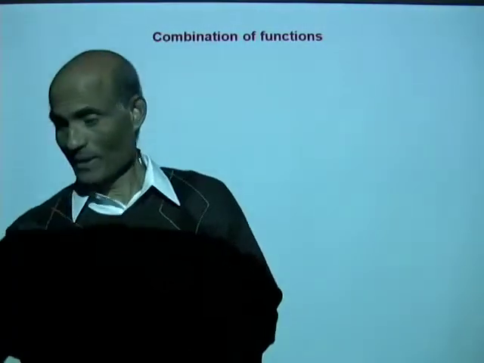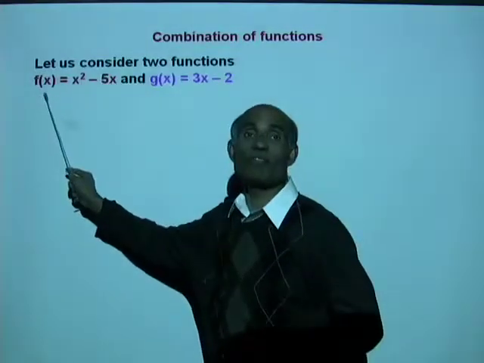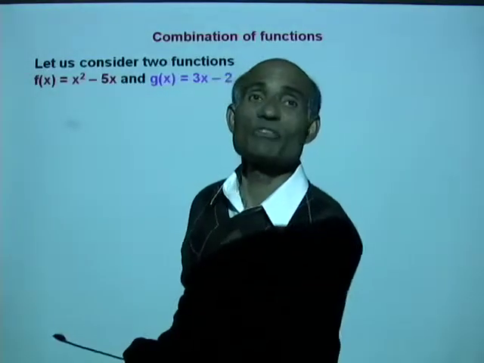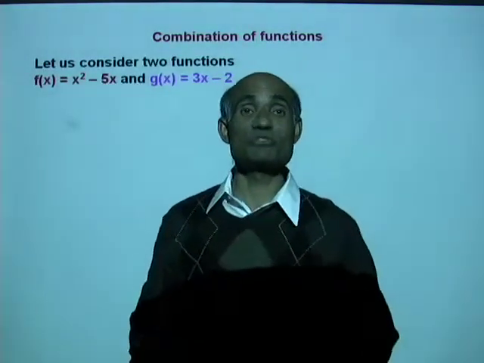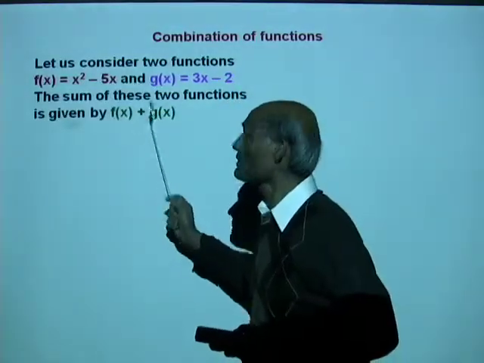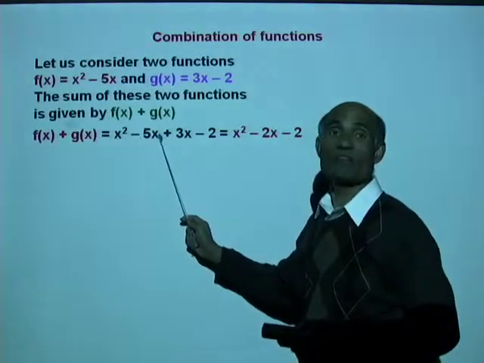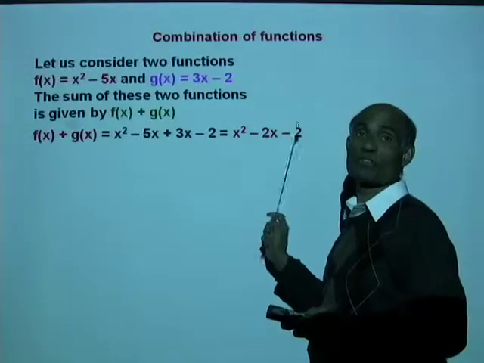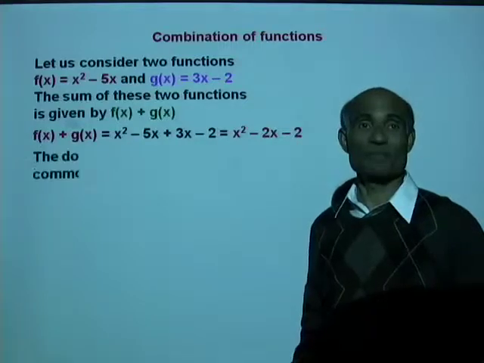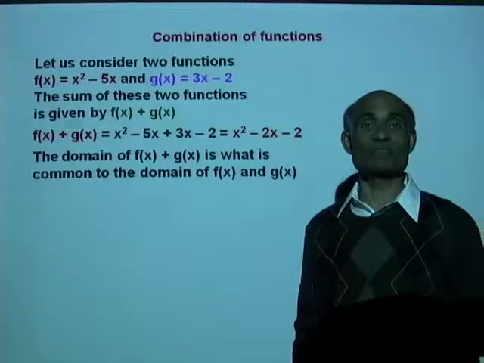of functions. Let us start by looking at two functions, f of x equal to x squared minus 5x and g of x equal to 3x minus 2. In what way can we combine them? What is f of x plus g of x? Well, that's very simple. Add f of x plus g of x, and that gives you x squared minus 2x minus 2. How about the domain of f of x plus g of x?